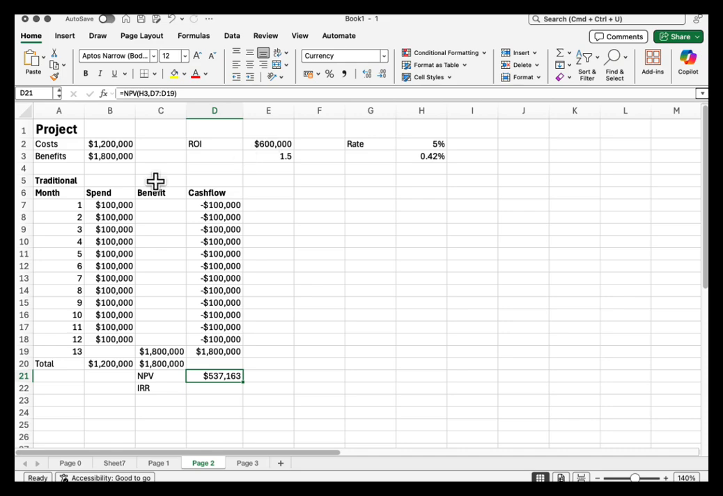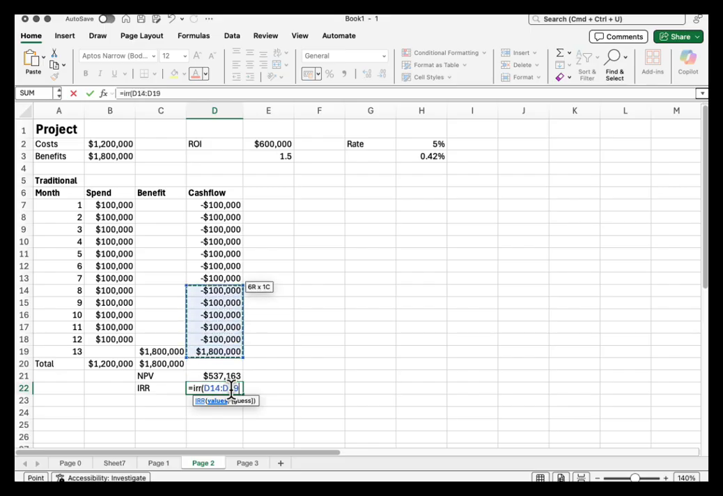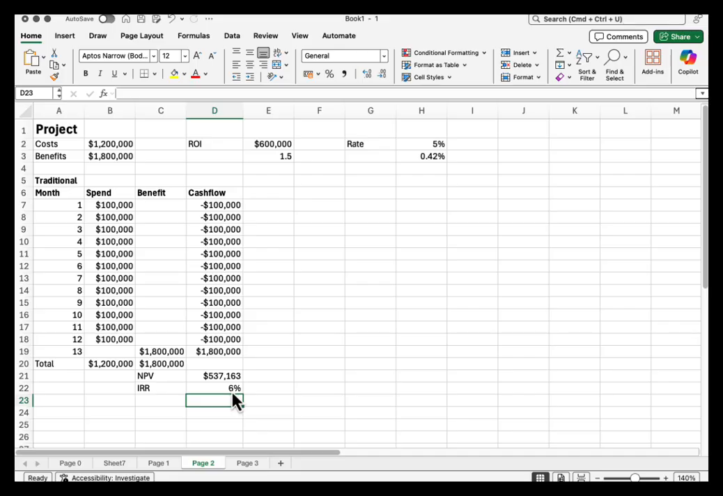So for this traditional big bang project, all the benefits at the end, 537,000. The other way of calculating return on investment is the IRR function. And for this, we just need the cash flows. So we don't need our discount rate here. And here, just put it in, and we get 6%.